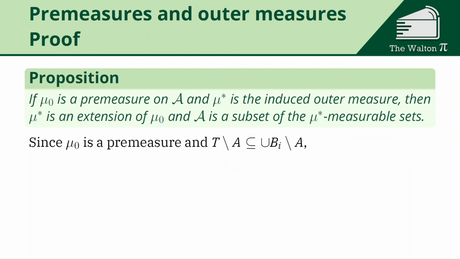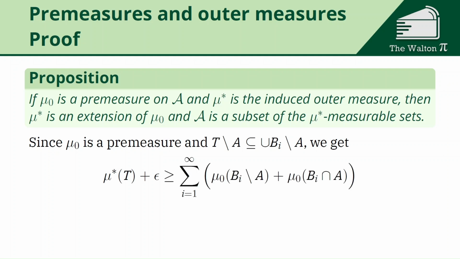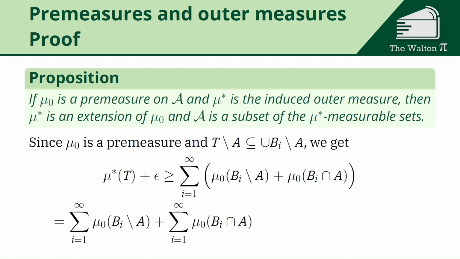Since mu naught is a premeasure and T minus A is contained in the union of the B_i's minus A, we are able to get that mu star of T plus epsilon is greater than or equal to the sum from 1 to infinity of mu naught of B_i minus A plus mu naught of B_i intersect A, which is equal to the sum from 1 to infinity of mu naught of B_i minus A plus the sum from 1 to infinity of mu naught of B_i intersect A. These are pairwise disjoint sets, so we're able to break them apart and preserve equality, which is greater than or equal to mu star of T minus A plus mu star of T intersect A.